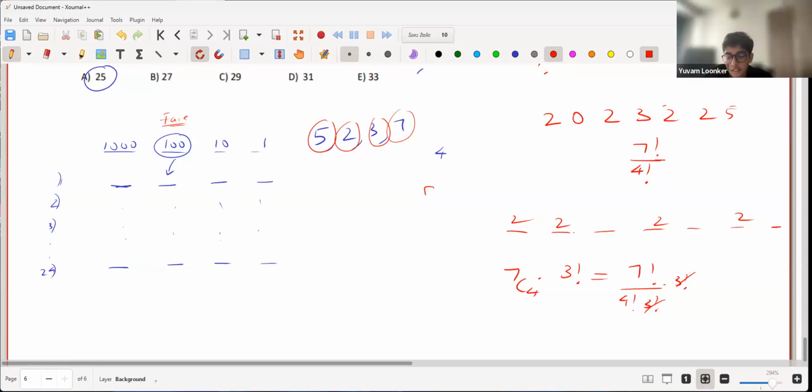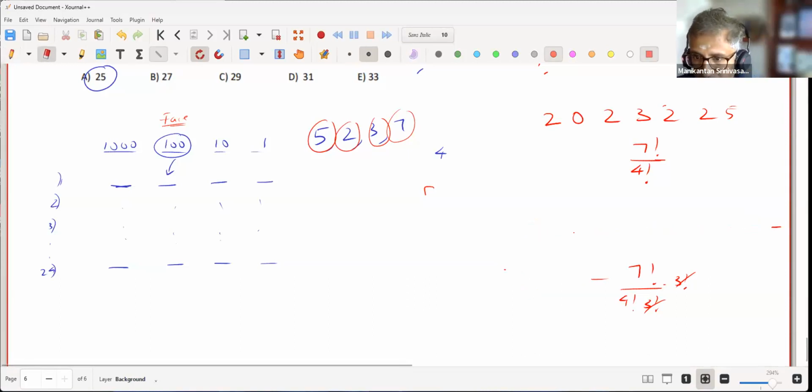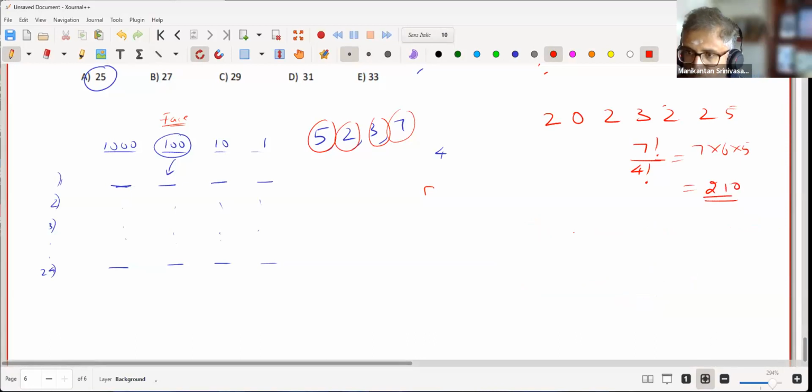Make sense? Okay. So what is the count of numbers that we have now? 7 factorial by 4 factorial is 7 into 6 into 5, as the 4 factorial gets cancelled. That's it, right? So 210 numbers. Of the 210 numbers, we'll give 0 equal status. We'll do the same approach as before.